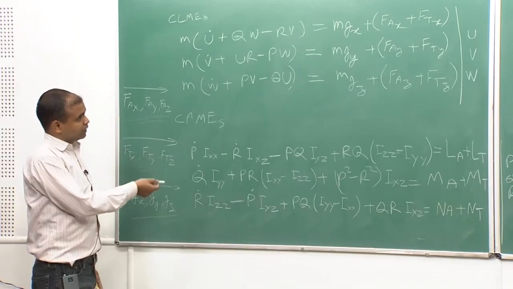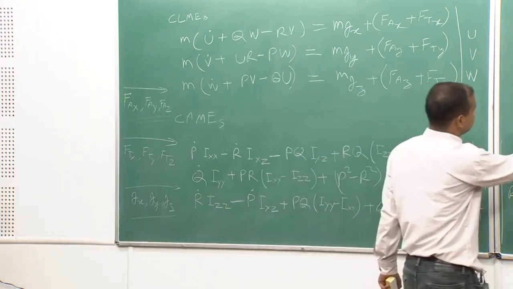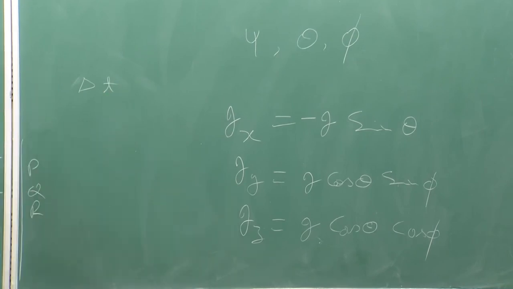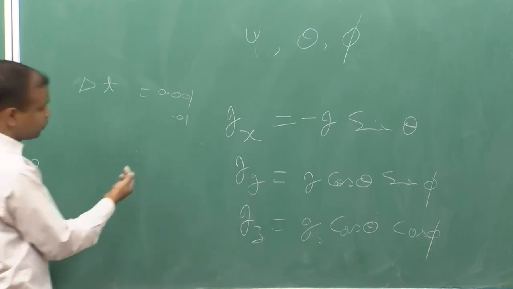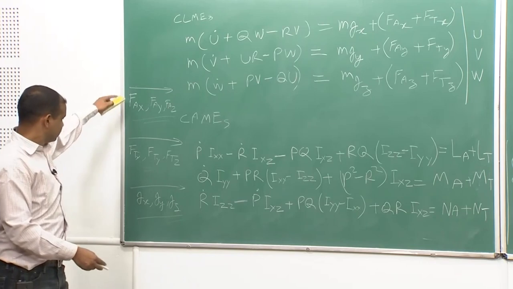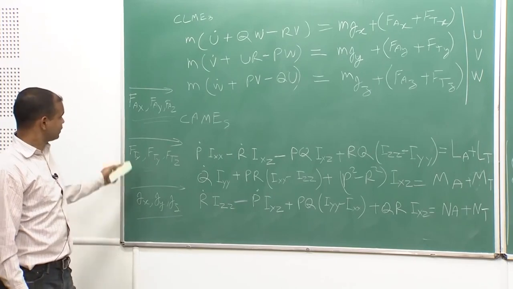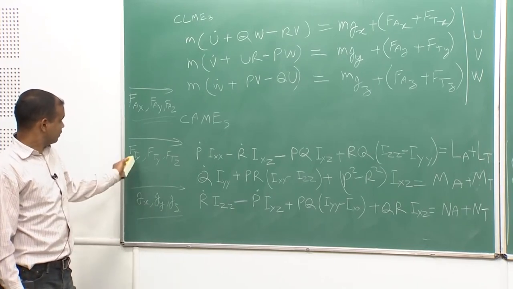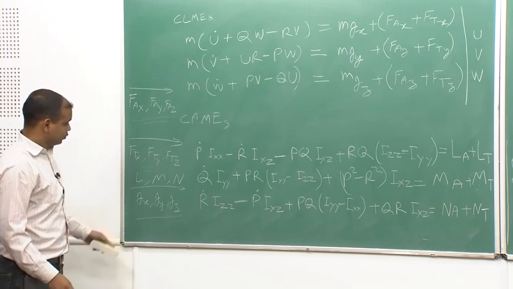You can solve this set of equations in iterations using some numerical method, and if you are solving it for a small time delta t, suppose it is 0.001 second or 0.01 second, usually we keep it very small. Once you solve it for a delta t time, you will get the new values of these forces, this U V W and P Q R, and of course you will get L M N also, these new moment values.